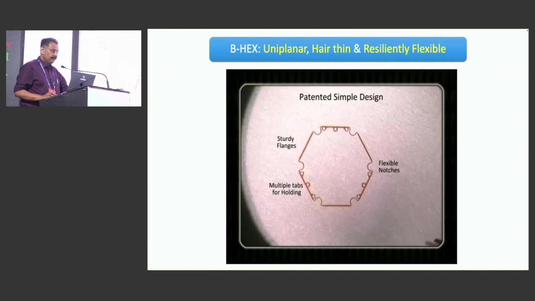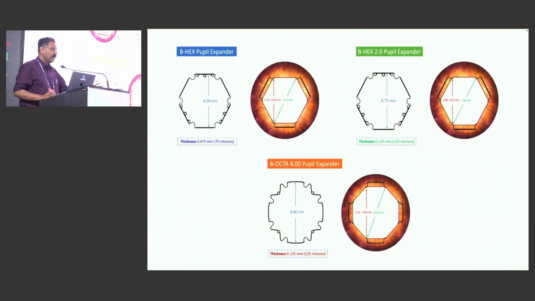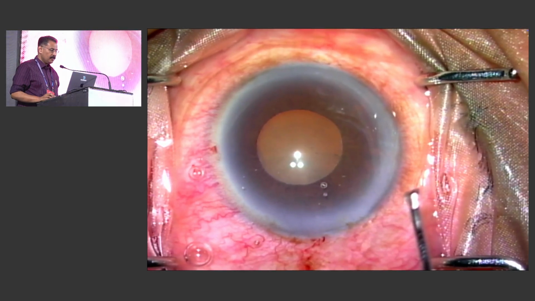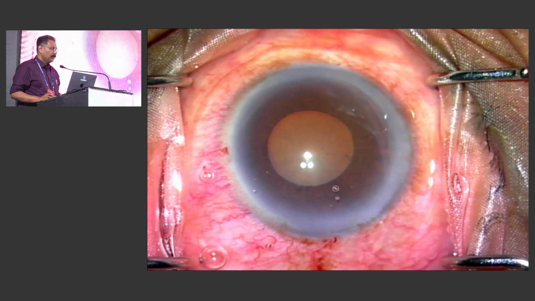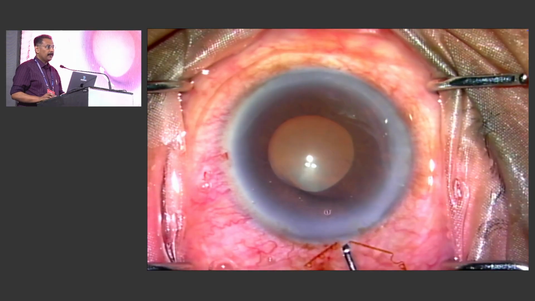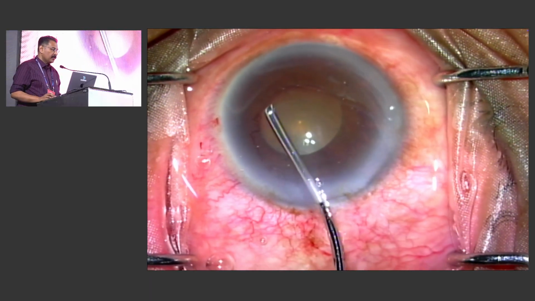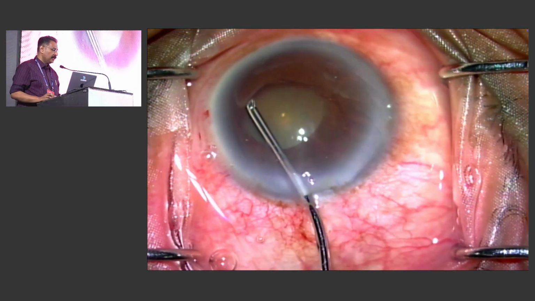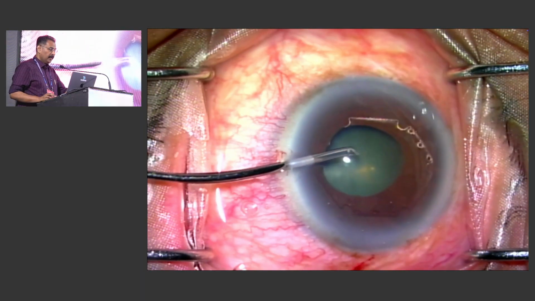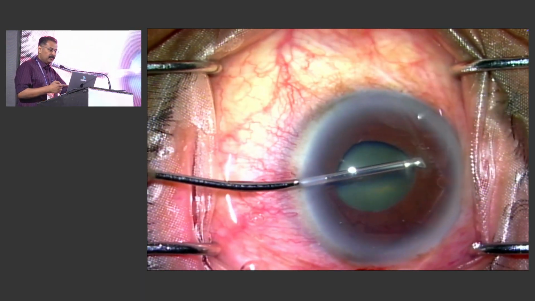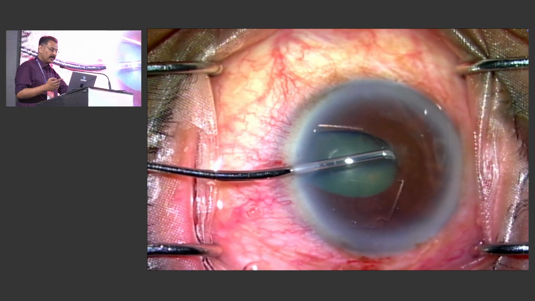It's called the B-Hex. They come in 3 sizes. We'll see all those. So, in mid-dilated pupils, I don't do small pupil now at all. A pupil has to be big for me. So, my threshold for using this is very low. So this is a little bit of visco underneath the pupil, and then using forceps. Here you see I am using capsulorhexis forceps for this.